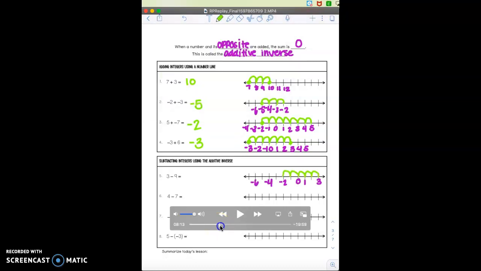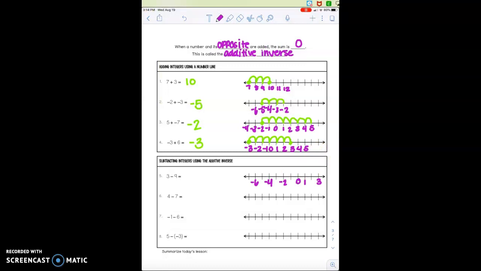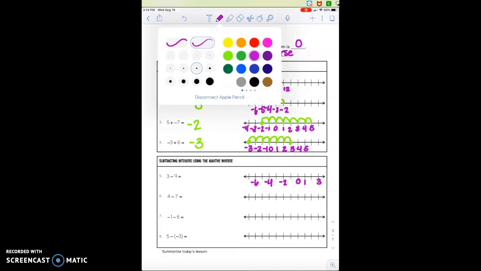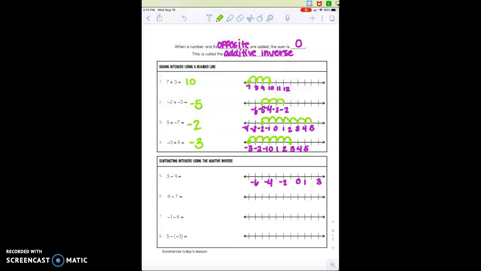So now I've got 3 minus 9. I'm going to do the same thing. I've got my number line. All I did here was skip numbers because it was getting a little too crowded down there. I'm going to start at +3, and go left 9 because I'm taking 9 away. If I've got $3 and then I borrow $9 from someone, I really owe that person $6.